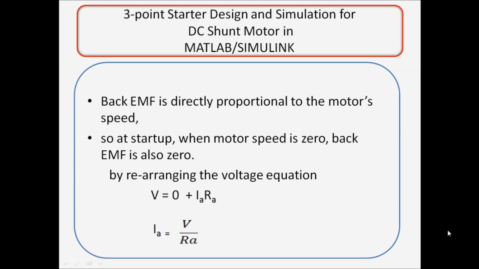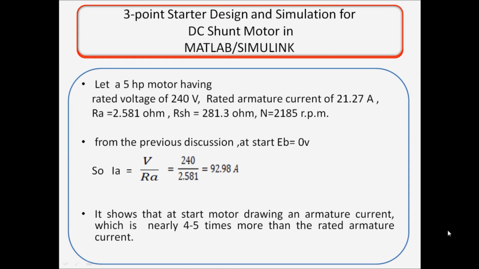I will show this by taking one example. Let a 5 HP motor have the given voltage, armature current, armature resistance, field resistance and speed. With the previous discussion, at the time of starting, the speed is 0, so back EMF is also 0. With this data, we get the armature current as 92.98 amperes. It shows that at the time of starting, the armature current is nearly 4 to 5 times more than the rated armature current.